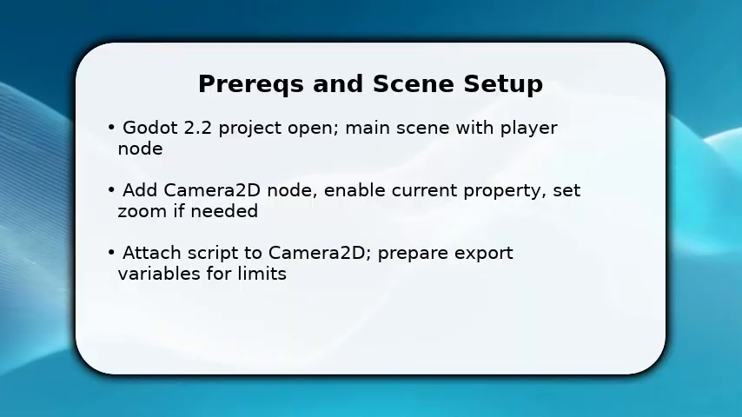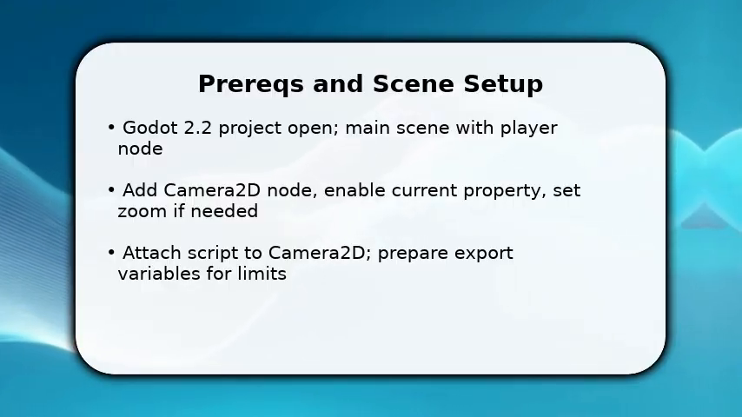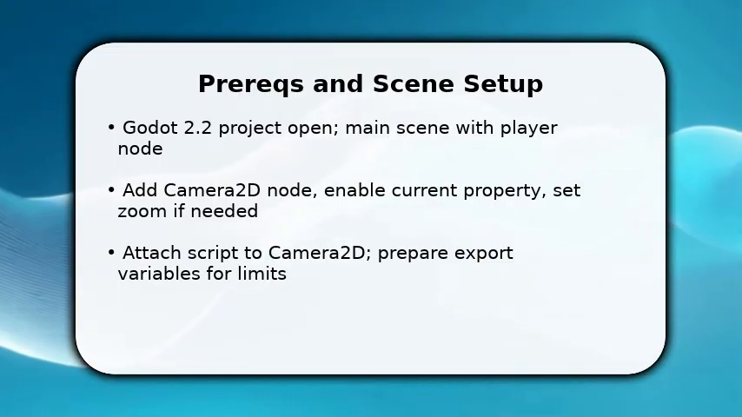You begin by confirming the essentials. Godot 2 project open, a playable character node in the scene, and a Camera2D node added. Attach a script to the camera now so you can control behavior. This is the first actionable step.